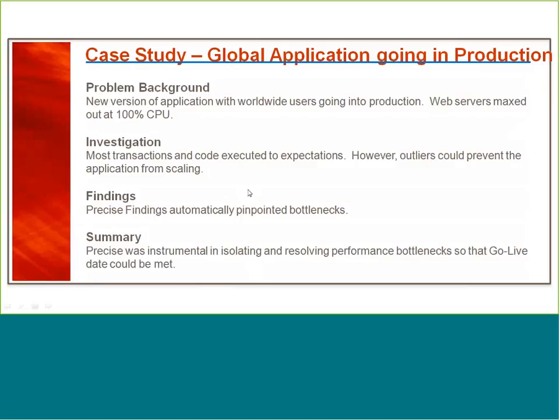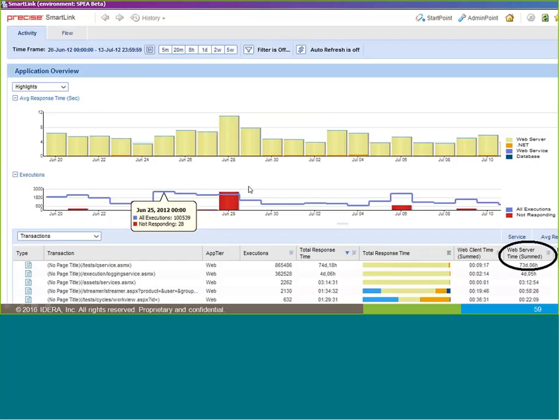This application was under development for over a year, but when they went into QA, they were seeing that the web servers were maxed out at 100%, and it looked like the application couldn't run under VMware. So the first thing everybody said was, hey, put this on physical, it can't run under VMware. But Precise actually offered them additional ways to solve the problem.